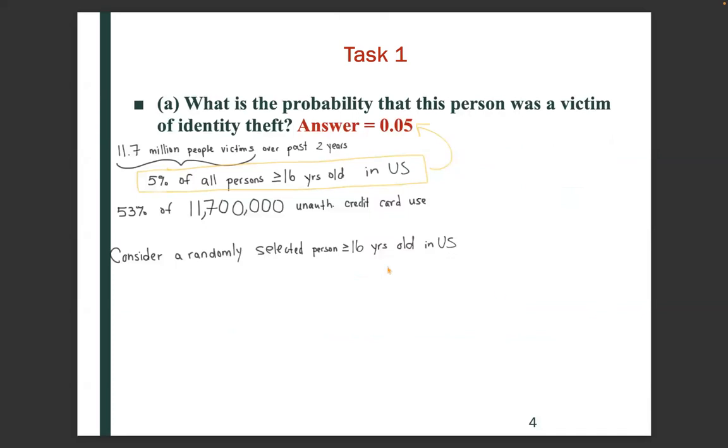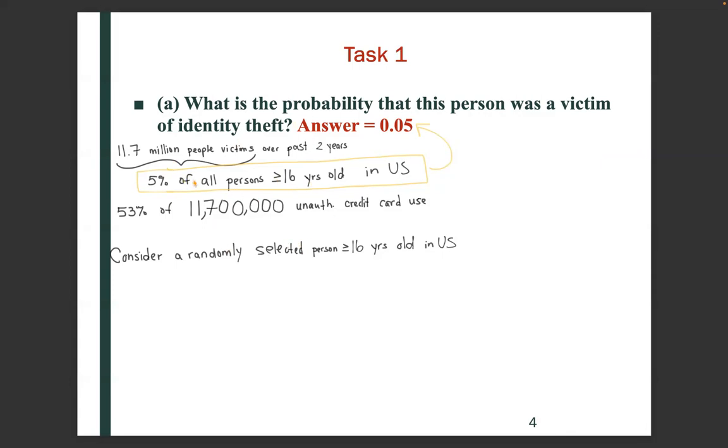So here, I just wrote down the information that we were given, which is 11.7 million people were victims of identity theft over the past 2 years. And this number, 11.7 million, represents 5% of all persons age 16 or older in the United States, or in other words, greater than or equal to 16 years old in the United States. And then we were given this other information.